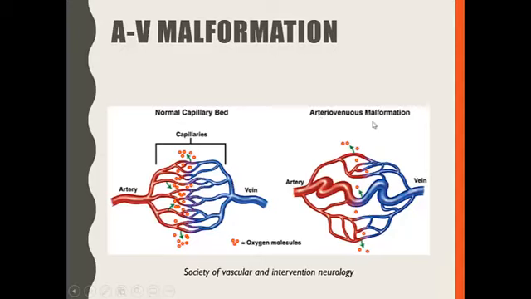In arteriovenous malformation, you directly connect the artery to the vein. So the high pressure inside the artery will be transferred into the vein directly. And this will result in distension, tortuosity and elongation of this vein due to its new high pressure. And this will also impair the oxygenation or the tissue perfusion.